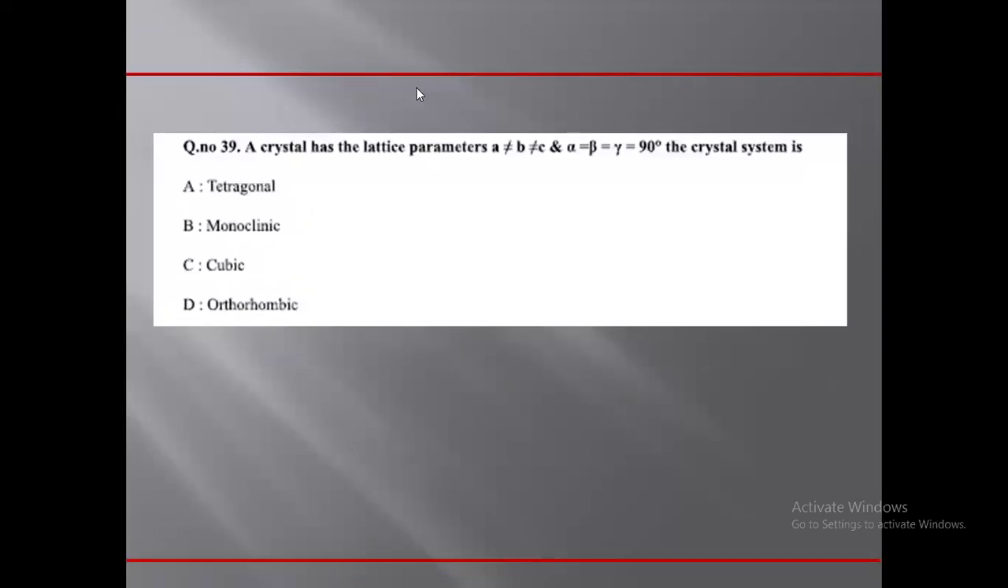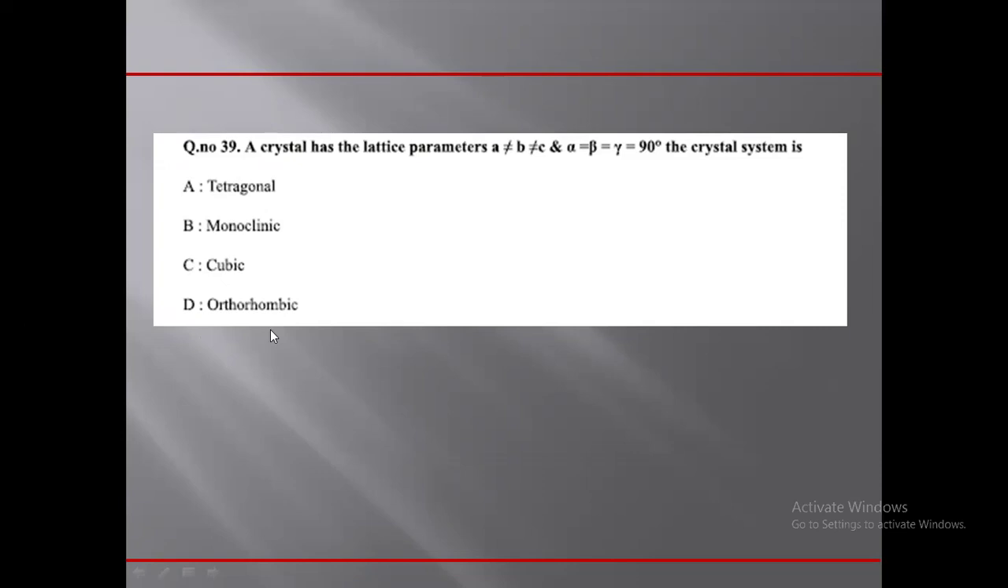Question number 39. A crystal has the lattice parameters A is not equal to B, B is not equal to C, and alpha is equal to beta is equal to gamma is equal to 90. The crystal system is: A, trigonal; B, monoclinic; C, cubic; D, orthorhombic. So here option number D is there.